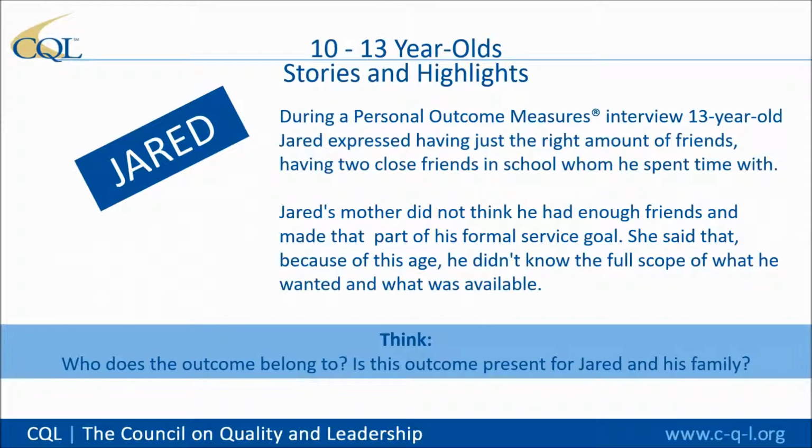So we are going to talk a little bit about Jared, and it's just kind of a scenario for you to think about. During a personal outcome measures interview, Jared, who was 13, said he had the right amount of friends and was super happy with the amount he had. He named them off, said all the things they do, and he did a lot of different things with them. So he was really happy with that amount of friends.